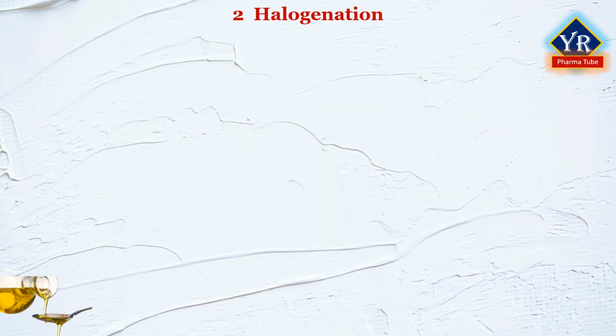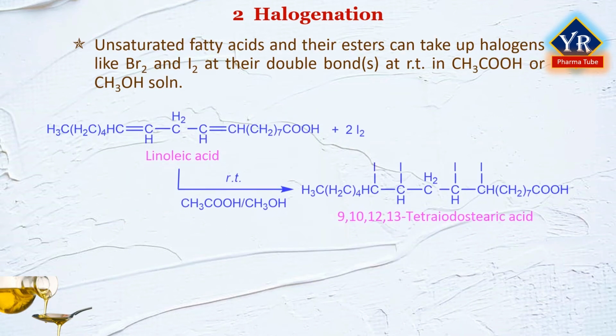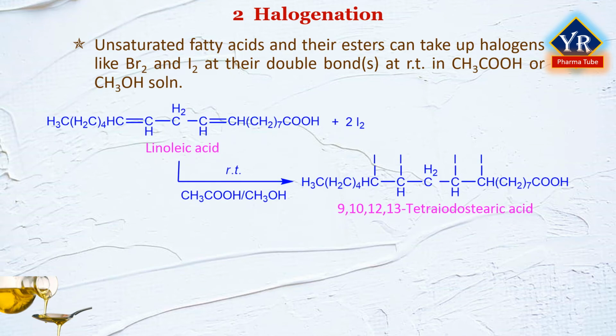Coming to halogenation reaction. Unsaturated fatty acids and their esters can take up halogens like bromine or iodine at their double bonds at room temperature in the presence of acetic acid or methanol solution. In the reaction given here, linoleic acid is an unsaturated fatty acid consisting of two double bonds, one located at C9 and C10 and the other between C12 and C13.